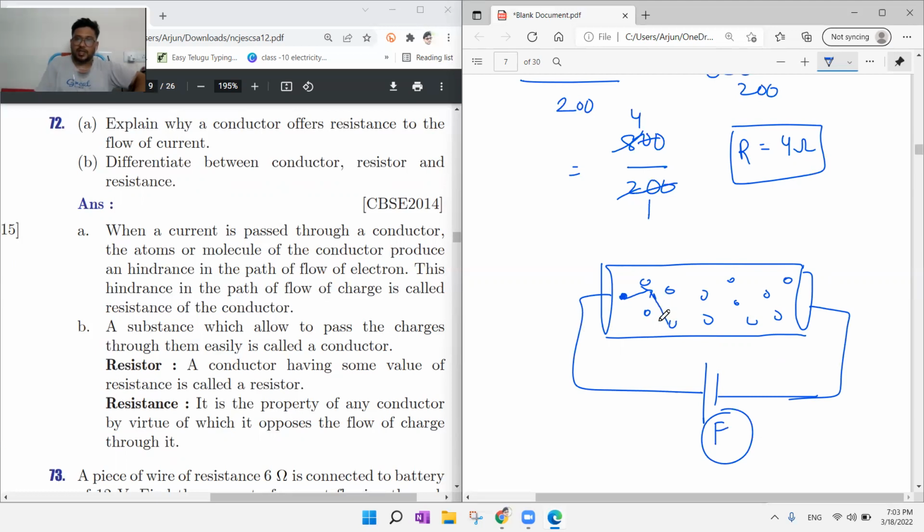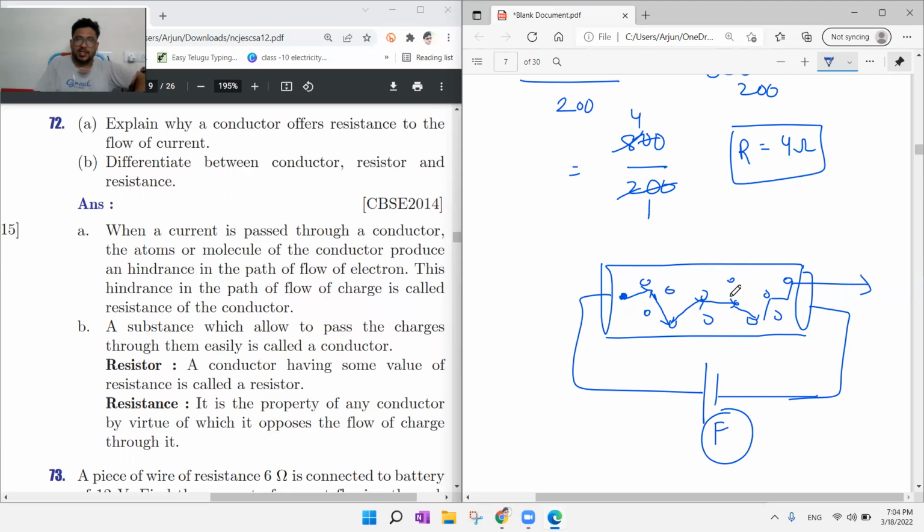will change its direction. Again it will collide with this atom, again it will move, it collides with this atom, again it moves like this, like that. There will be a lot of collisions, hence the free electron comes out. After multiple collisions it will come out. Because of multiple collisions, because of the obstacles, the hindrance, it produces resistance.